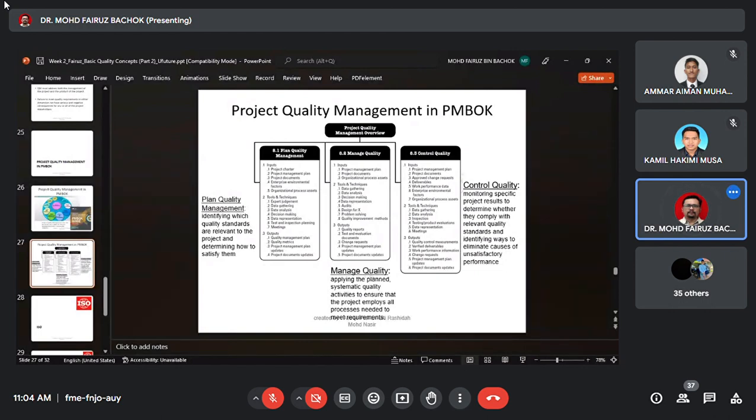Starting from quality planning, the inputs should be the project charter, who is in the project, the project documents related to this project, and the organizational assets, what assets or equipment are going to be used in this project. Everything should be planned before you start the construction. And also meetings, data analysis, expert judgment. You have to have a qualified person before you start the project.